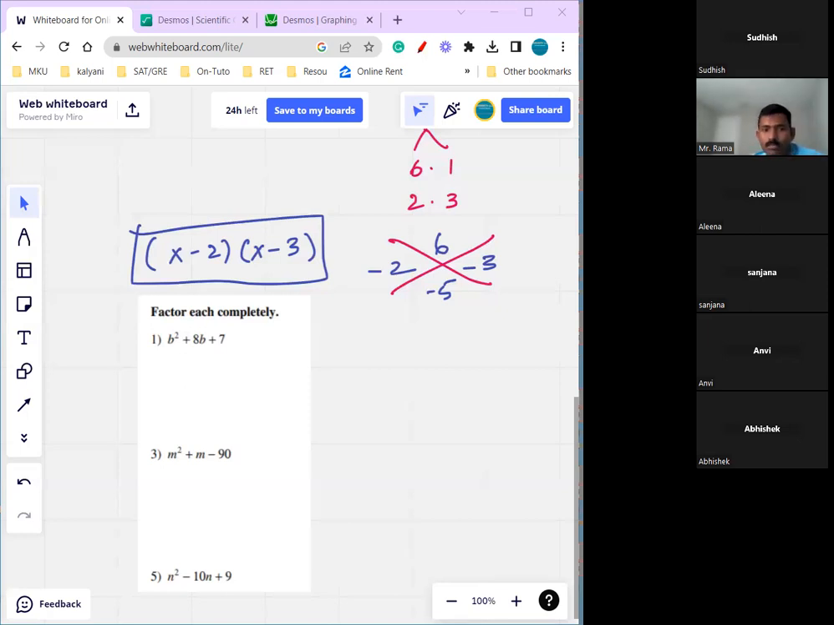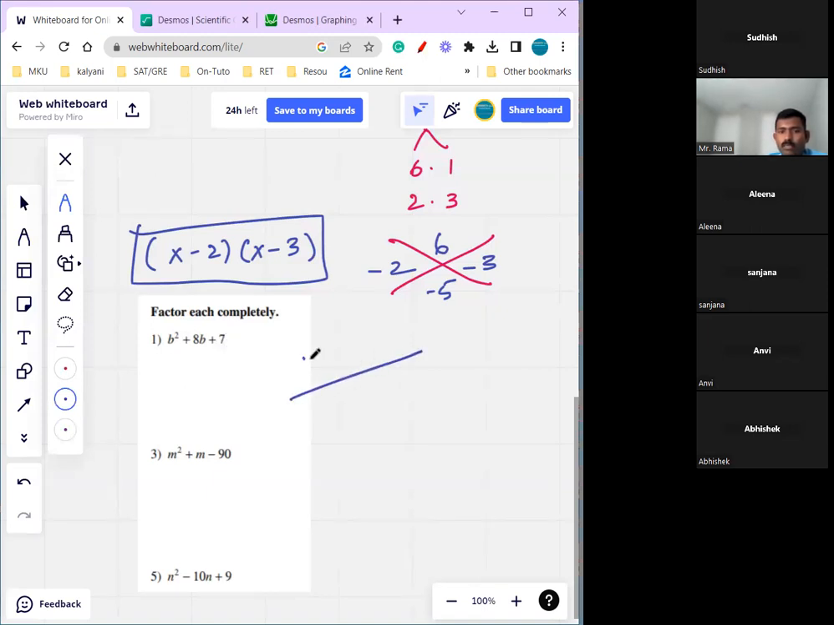Cool. All right, let's go over quickly. Okay, so now when I see this is +7, I can draw my thing like this, put a 7 here, the middle term 8 here, 7 factors, 7 times 1. So that should work. So it's going to be x plus 7 and x plus 1.